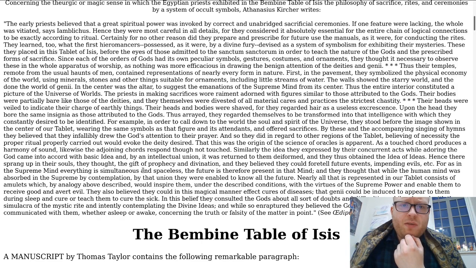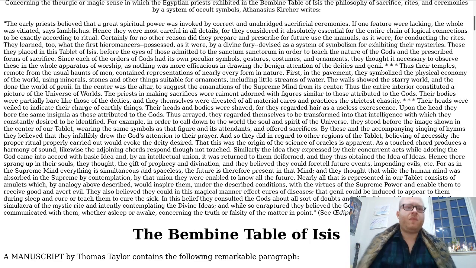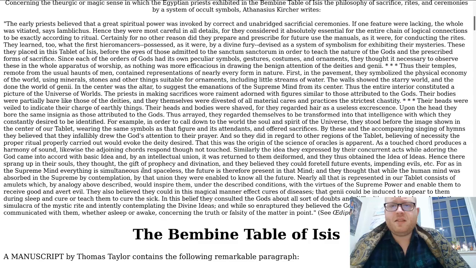Certainly for no other reason did they prepare and prescribe for future use the manuals, as it were, for conducting the rites. They learned, too, what the first hieromancers possessed, as it were, by a divine fury, devised as a system of symbolism for exhibiting their mysteries. These they placed in this tablet of Isis before the eyes of those admitted to the sanctum sanctorum, in order to teach the nature of the gods and the prescribed forms of sacrifice.